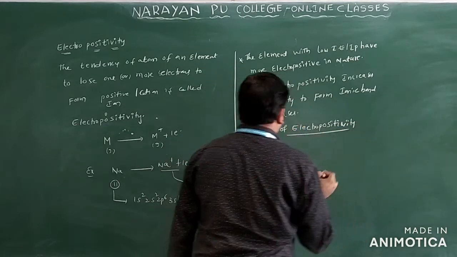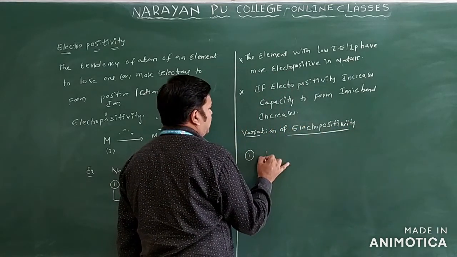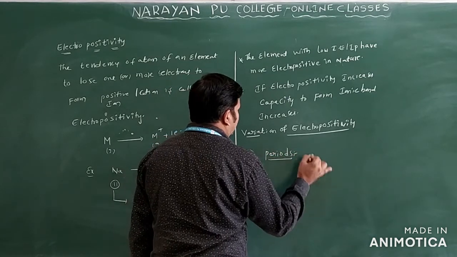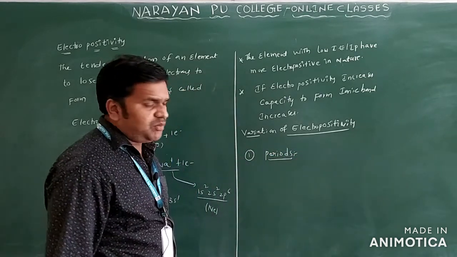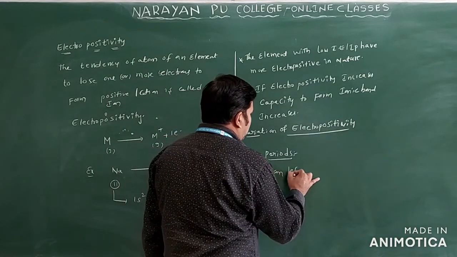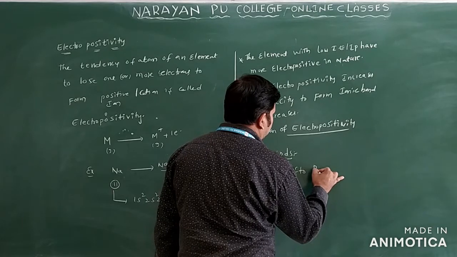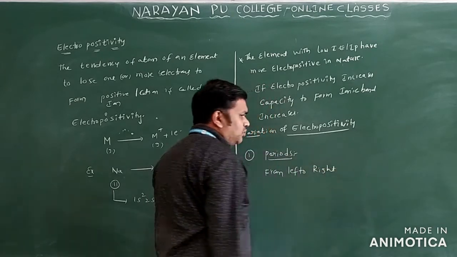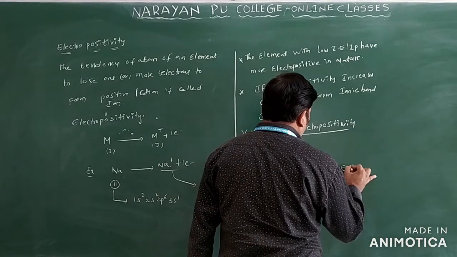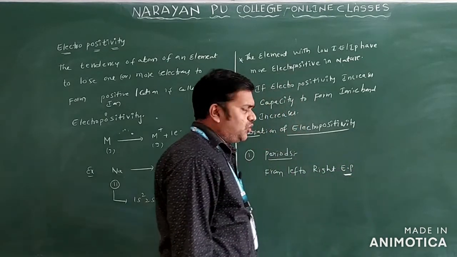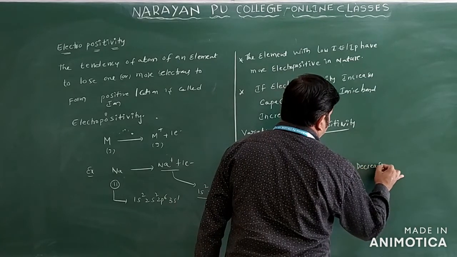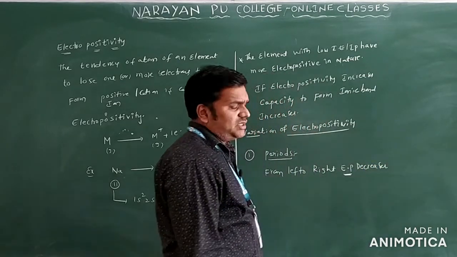Okay, variation of electropositivity. First you are taking periods. So in periods, how are we moving? In periods we are moving from left to right only. From left to right, electropositivity decreases only.